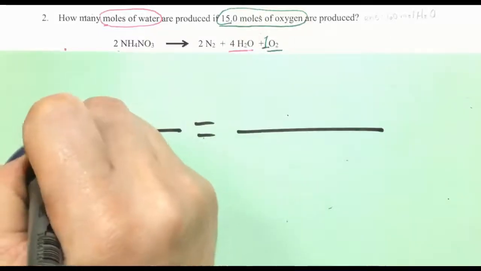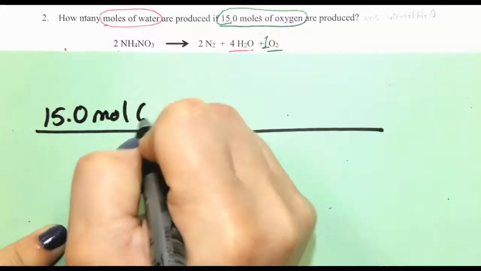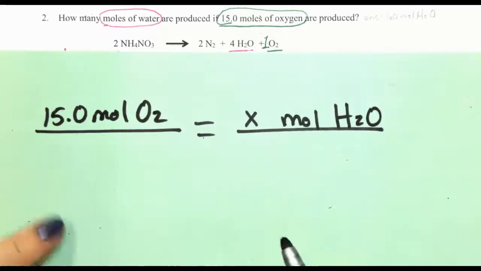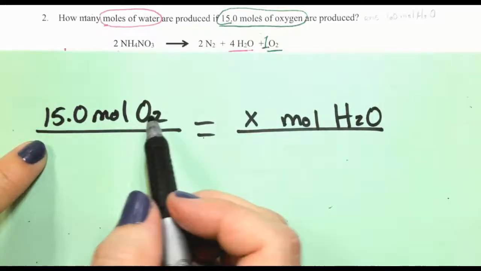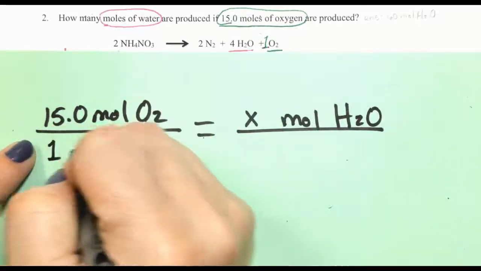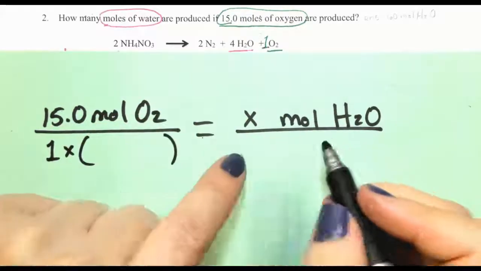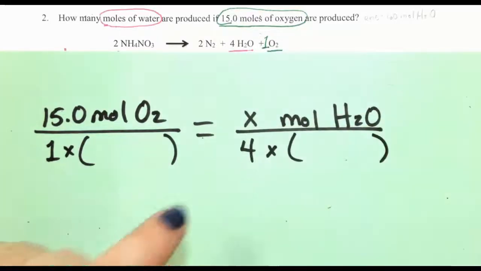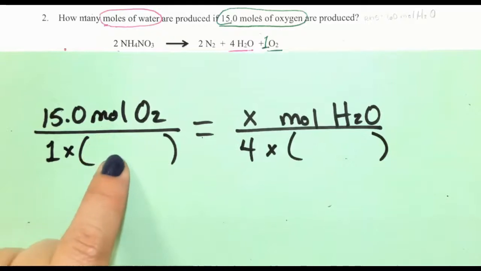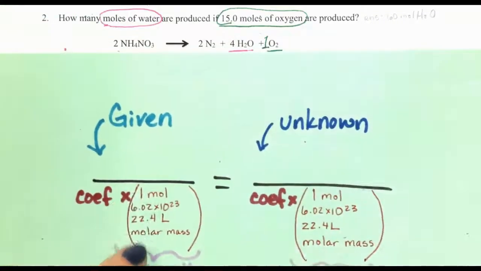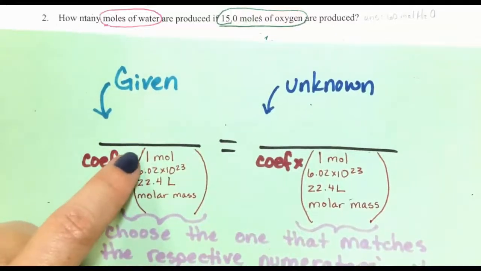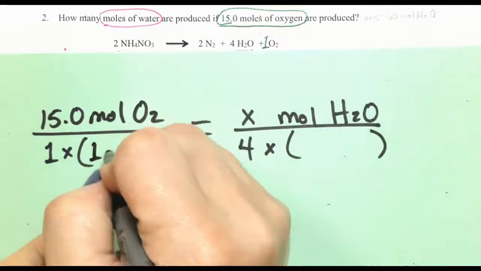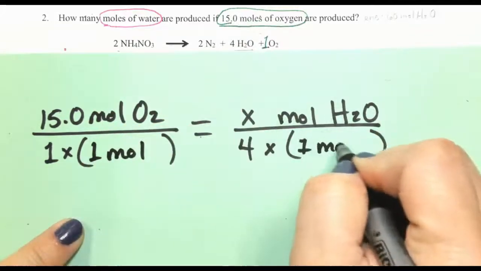Put our given on this side, 15.0 moles of oxygen and X moles of H2O. Now, the coefficients for oxygen, it's a 1. So we're going to put 1 times. And then over here for water, the coefficient is 4. So 4 times. Remember, whatever unit is up here is going to tell us which of these I have to choose down here. So since we have moles at the top, we're going to choose 1 mole for both of these because they're both 1 mole. So we're going to put 1 mole here and 1 mole here.